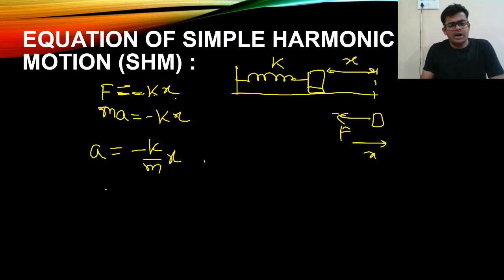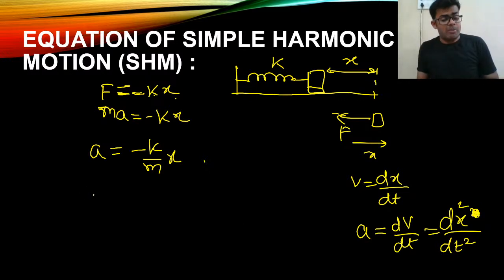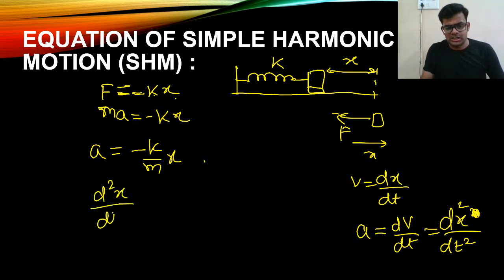Now, all of you know, v is equal to dx by dt, the rate of change of displacement. This is velocity. What is acceleration? Acceleration is the rate of change of velocity, meaning double differentiation of displacement, d square x upon dt square. You have studied this in kinematics. So you write d square x upon dt square, and that is equal to minus of k by m into x.